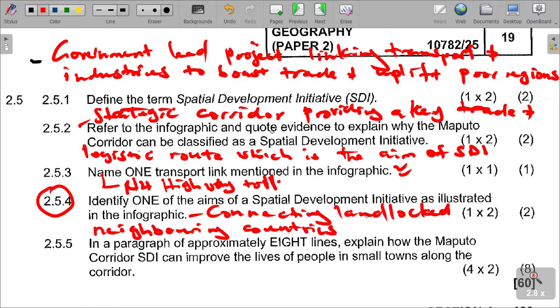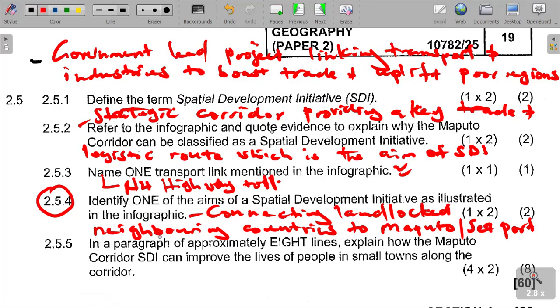Neighboring countries that are connected what? We are saying connecting the landlocked neighboring countries that are what? To a seaport. To Maputo or a seaport.